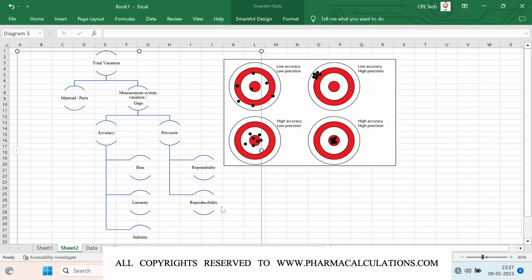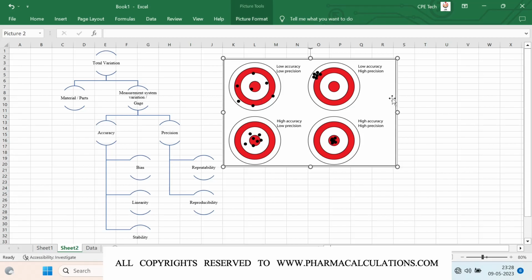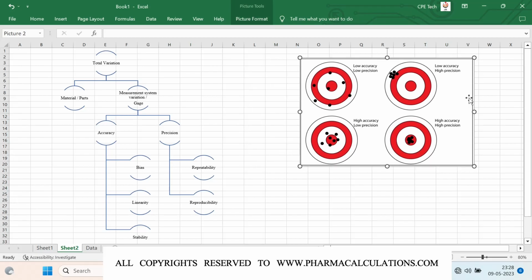Coming to reproducibility, it is the variation in the average of the measurements made by different persons using the same measurement instrument while measuring the same characteristic on the same part. So we can also call this reproducibility appraiser variation. So this is about the variations, and now let's take a case study and try to understand it using Minitab.